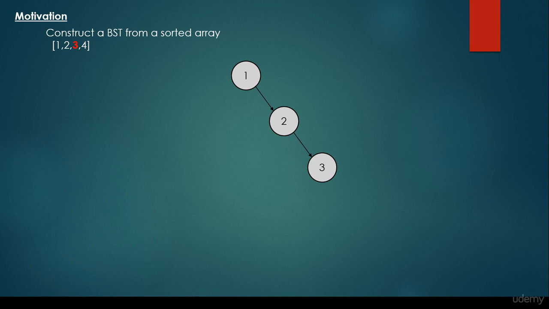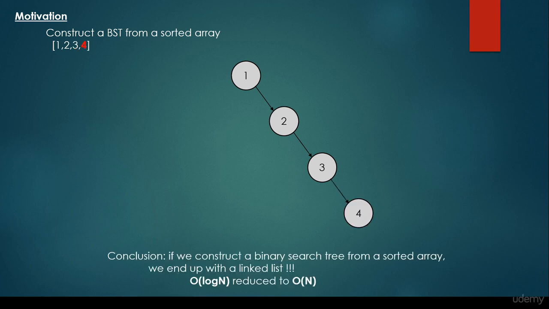Then what about the node 3? It is greater than the root node, it is greater than the vertex 2, so it's going to be the right child of 2. What if we would like to insert 4? Then it's going to be the right child of 3. So as you can see, the conclusion is if we construct a binary search tree from a sorted array, we are going to end up with a linked list.